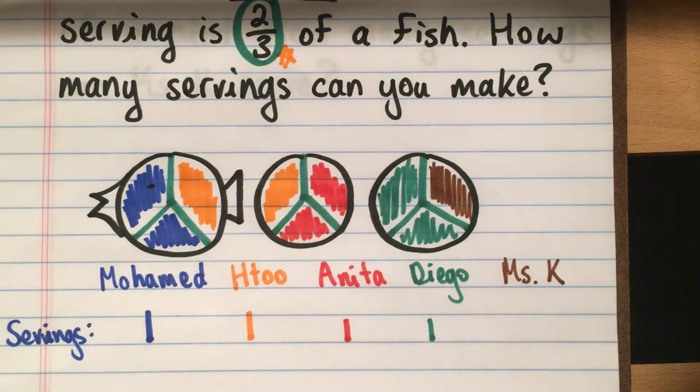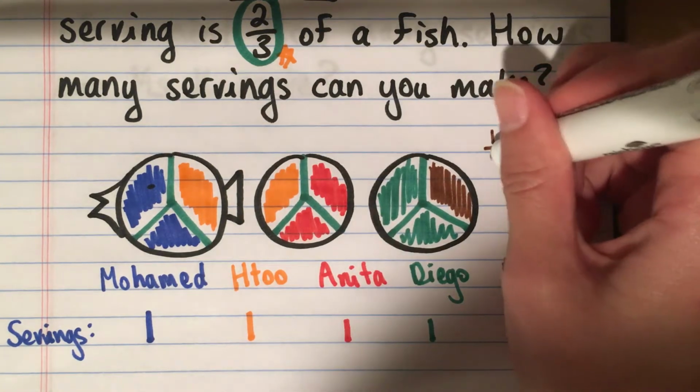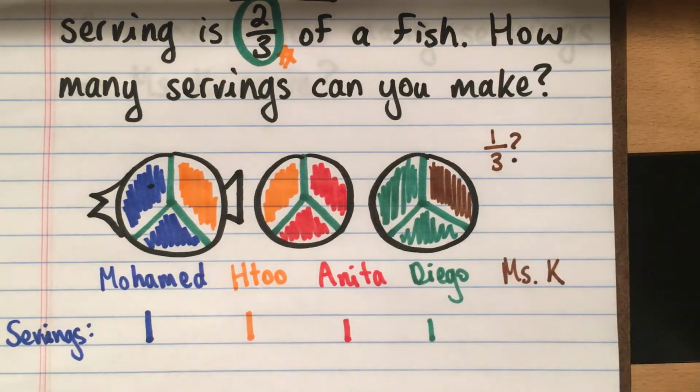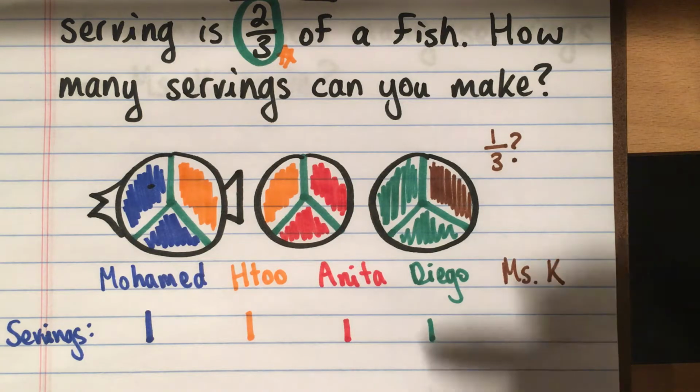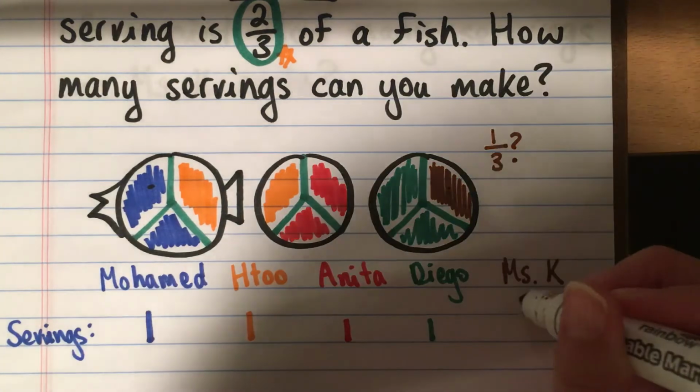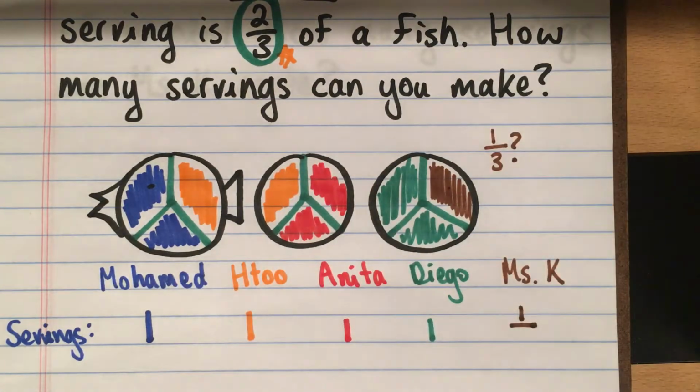When I asked my parents this question, just like what I thought the first time I answered this question, I thought this piece was 1/3. And it is 1/3 of a fish, but a serving is 2/3. So I have one piece out of the 2 I need to have a full serving. So I have 1/2 of a serving.